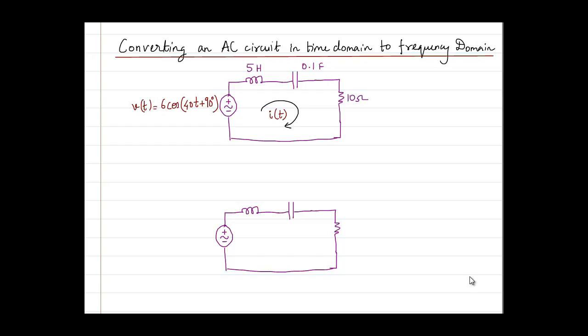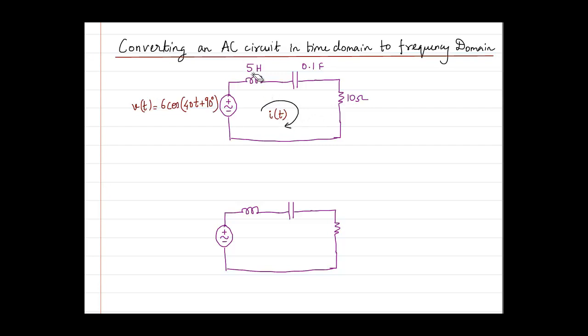Today's topic is how to convert an AC circuit in time domain to frequency domain. What is the meaning of time domain and what is the meaning of frequency domain? Time domain is, as we can see here, where you have written the equation of voltage with respect to time. The current is also with respect to time. What is the meaning of with respect to time? It means that the voltage is dependent on time. Look at the t here. Similarly, the current is also dependent on time.